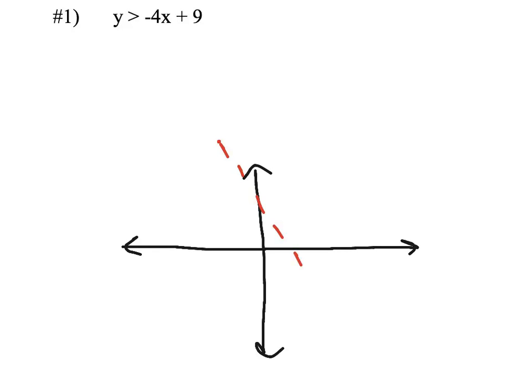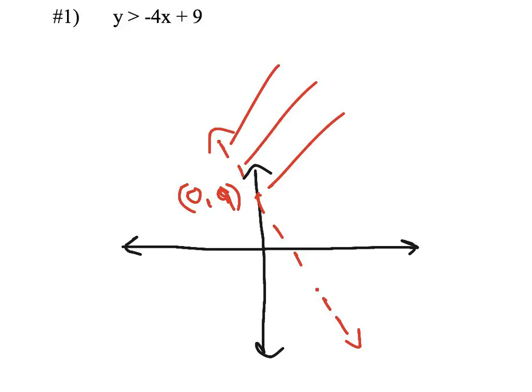Since this boundary says greater than, it should be dashed, shouldn't be solid. Once again, this y-intercept here is 9. And it says y is greater than, so it's shaded above.